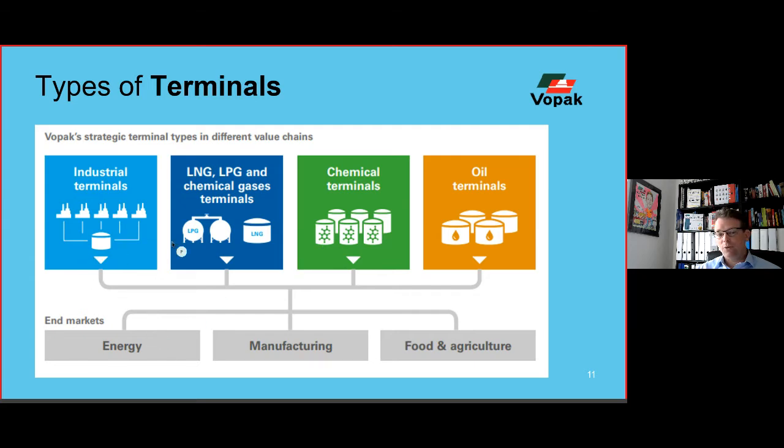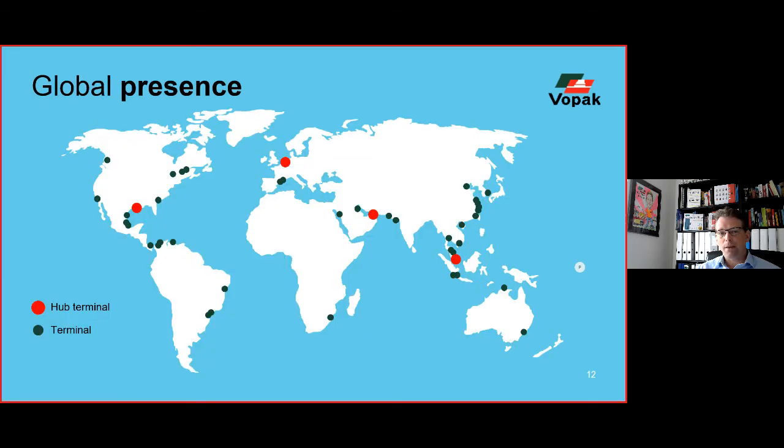Now, all these terminals result in flows that will end up in the energy market, in the manufacturing industry, or even the food and agricultural industry as well. So we're well connected with what happens in everyday life. And we do that worldwide.